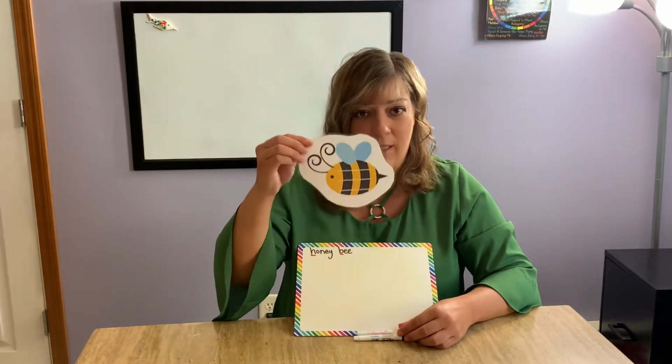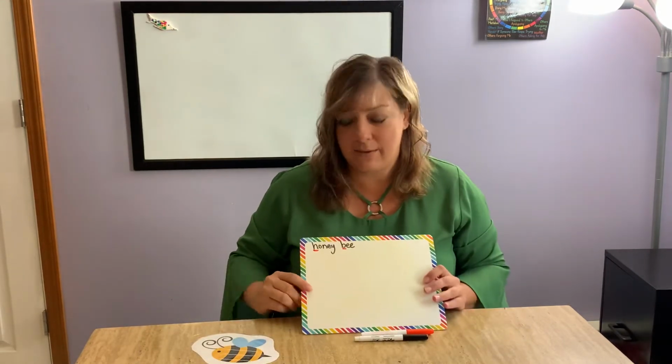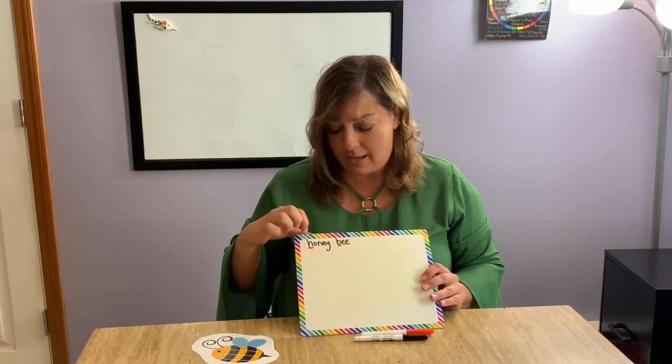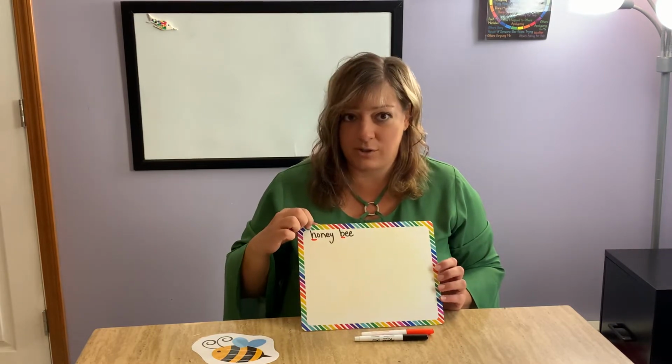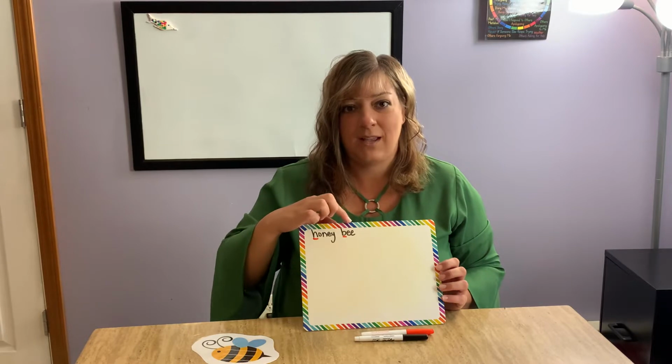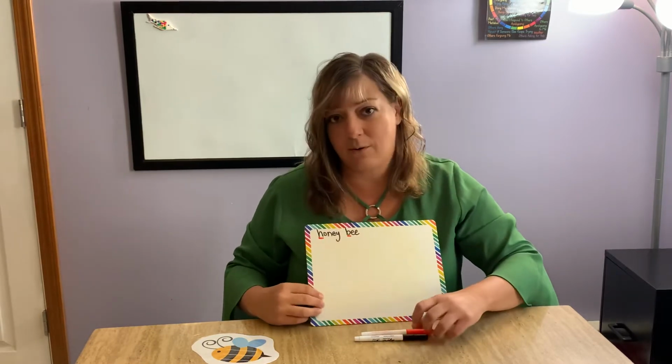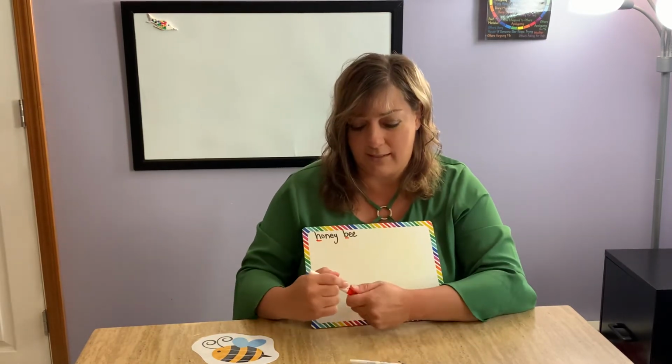So anytime your child is thinking about the letter B, we want them to visualize or to think about a honey bee. So if we look at the words honey bee, they start with an H and a B. And that's the same thing we're going to do when we are forming the letter B.